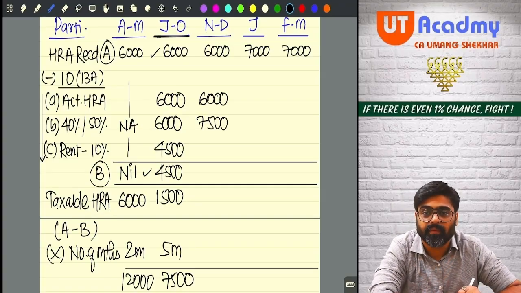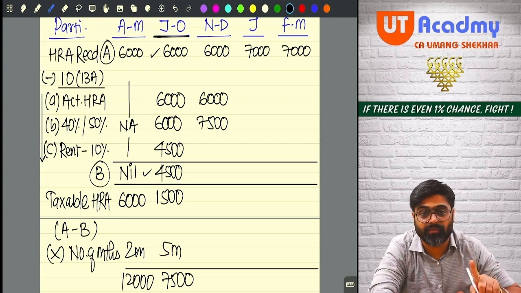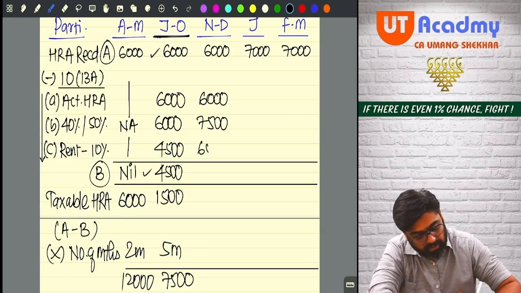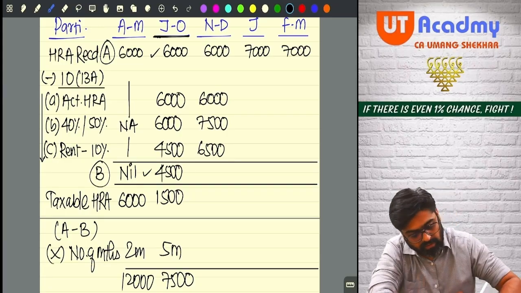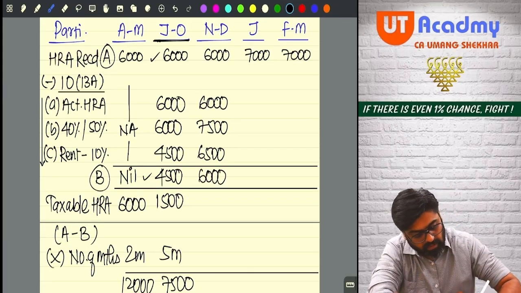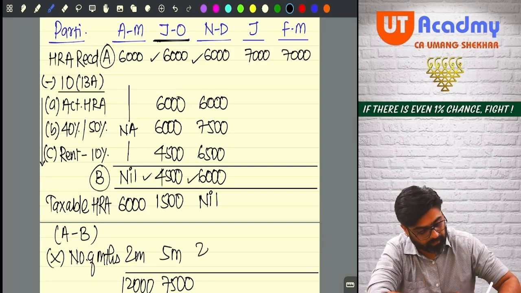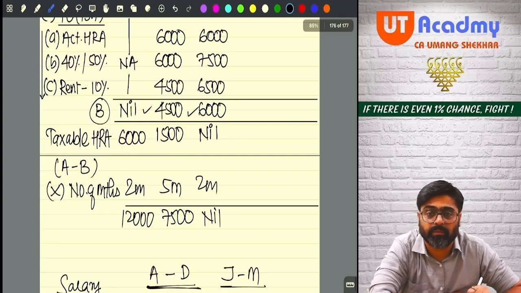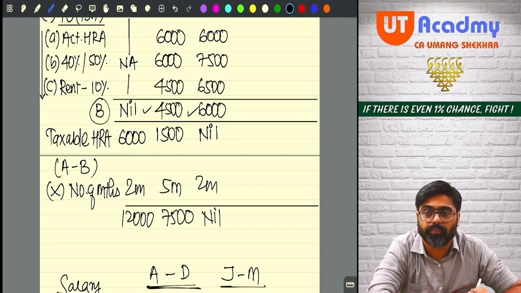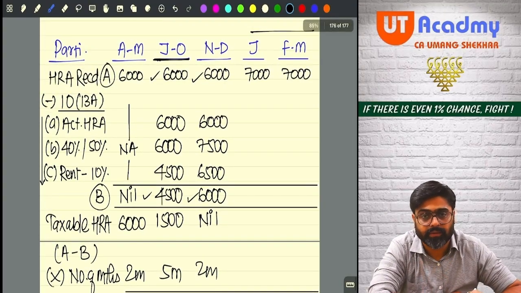Understanding? Rent paid is 8,000 in Delhi. And 10% of salary will be 1,500. So 8,000 minus 1,500 will give me 6,500. A, B, C, whichever is lower, 6,000. So out of this 6,000, if 6,000 is exempt, how much is taxable? Nil. Nothing is taxable for 2 months, November and December. So taxable HRA for November and December will be nil. Now coming to January.